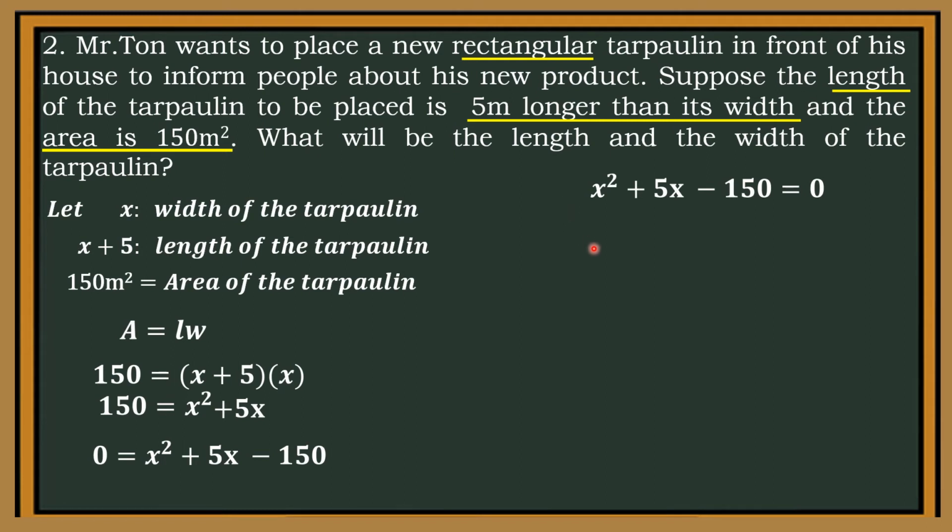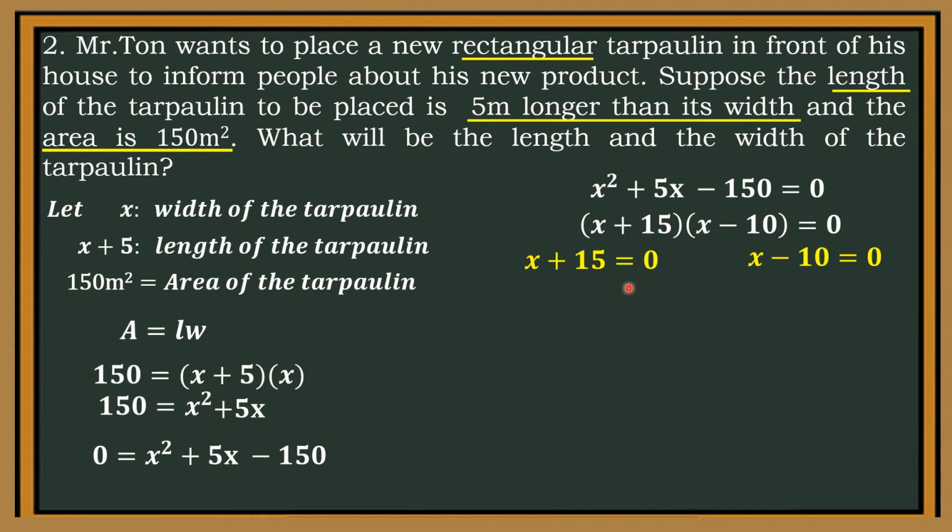Pwede na tayo mag-factor. What are the factors of negative 150 wherein the sum is positive 5? Try natin ang 15 and negative 10. So, 15 times negative 10, that is negative 150. That is correct. Let us get the sum. 15 plus negative 10, that is positive 5. Therefore, these are now the factors. Then, equate natin siya sa 0. First factor, that is x plus 15 is equal to 0.